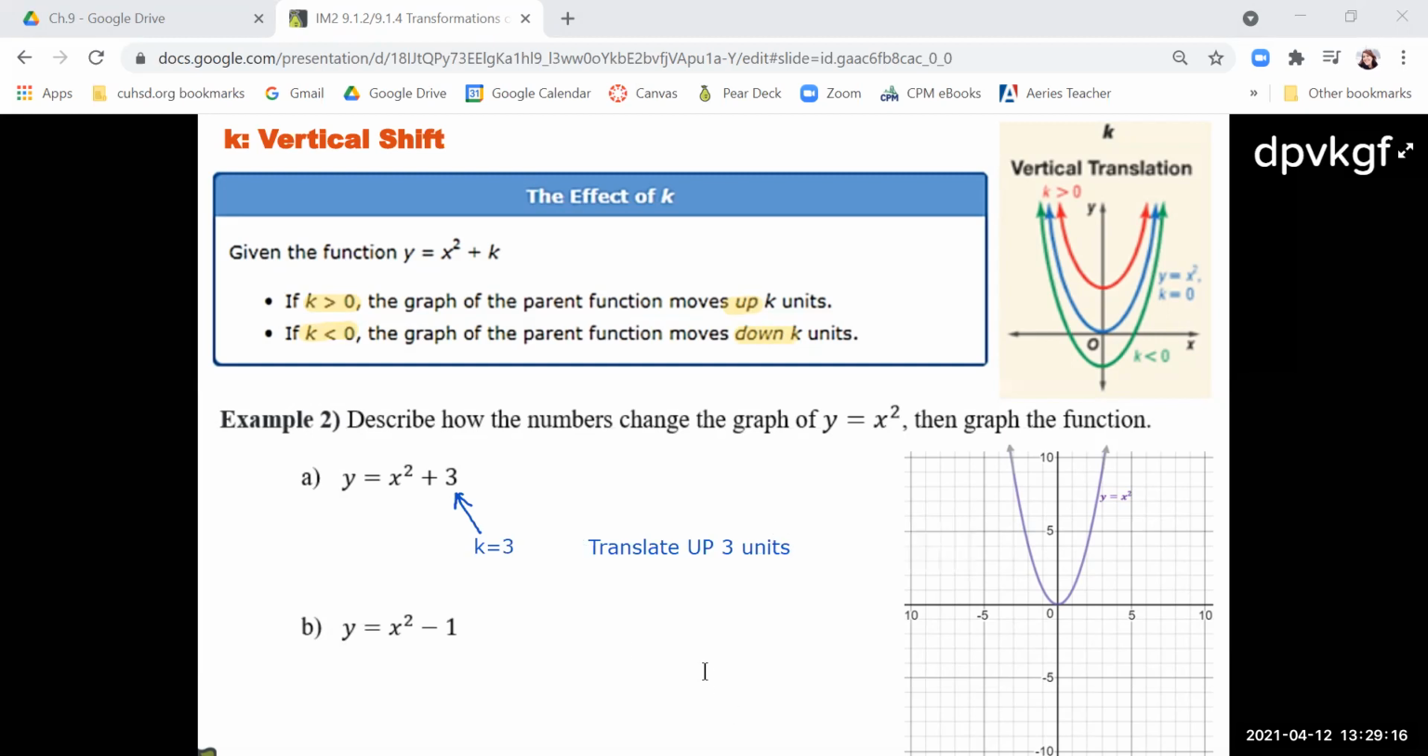So what we do is we go to our graph, we go from 0, 0. We always start where the parent function has a vertex at 0, 0, and we go up 3 units. There's our new key point. And then we count out the size of our parabola. So remember, from that point, we go right 1, up 1, left 1, up 1, right 2, up 4, left 2, up 4, and connect the dots with a nice curve.